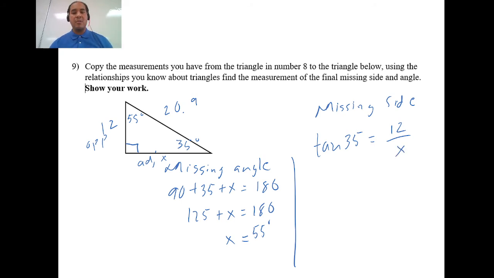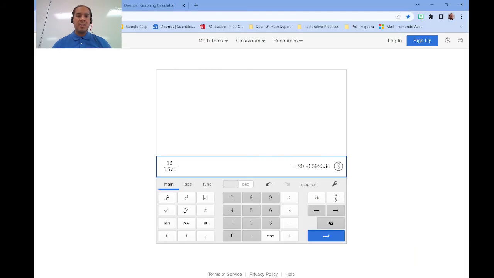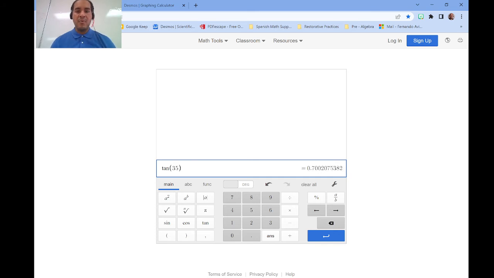Tangent of 35, we'll go ahead and jump over to our calculator. And we're going to type in here tangent of 35. If you don't have it, make sure to check that you are in degrees. And that is 0.700. We're just going to write that as 0.7.